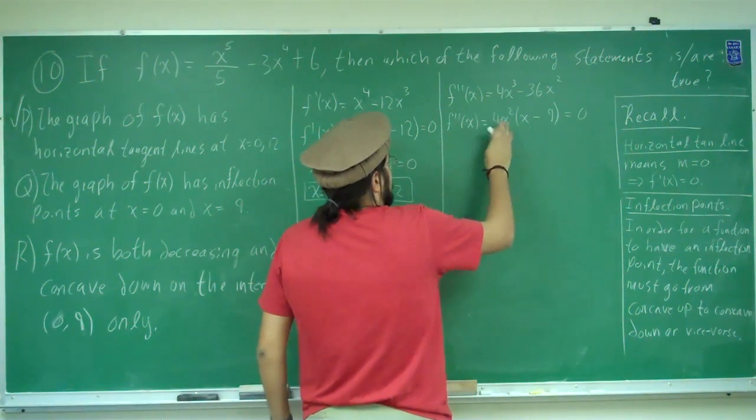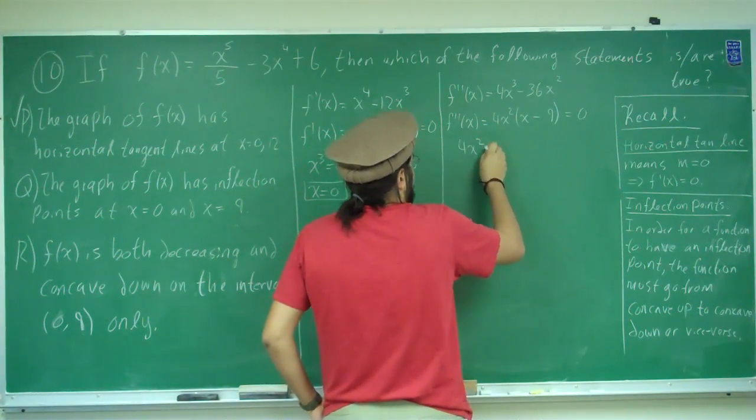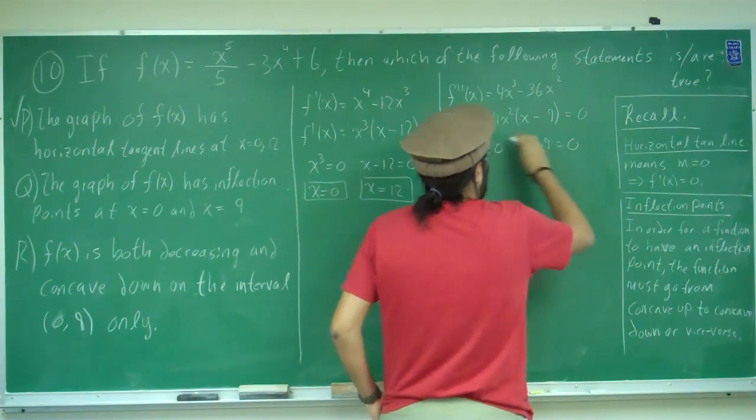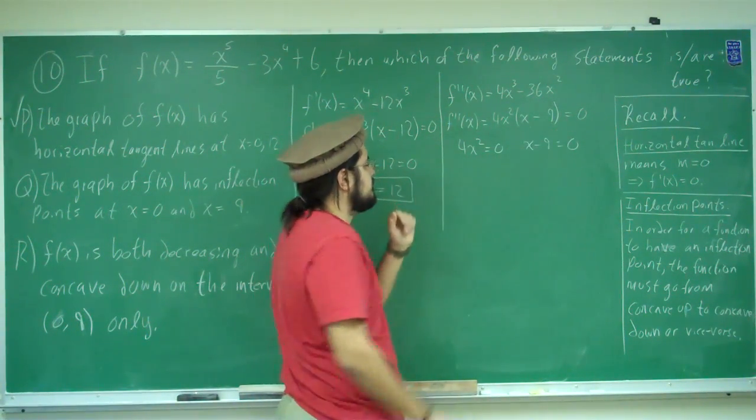So these will be our critical points for f double prime. Set 4x squared equal to 0, and set x minus 9 equal to 0. Again, something times something, zero factor property. This equals 0, this equals 0.